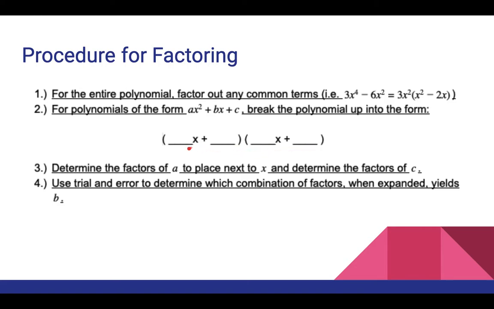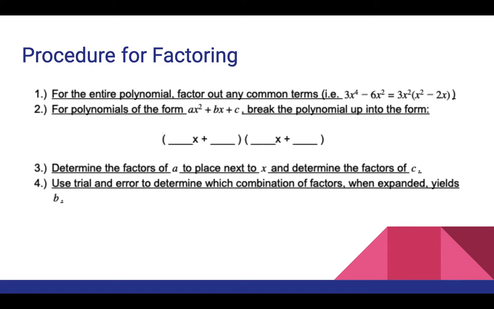This process sounds complicated in theory right now, but in practice it's not actually that bad, and it's something that can be done easily mentally. Next we use trial and error to determine which combination of factors, when expanded, yields b. Again, this sounds exceedingly complicated, but most of the polynomials they give you on the AP Calculus exam are simple and straightforward enough that this can be done mentally, as opposed to spending 10 minutes trying to figure out what the factors are.